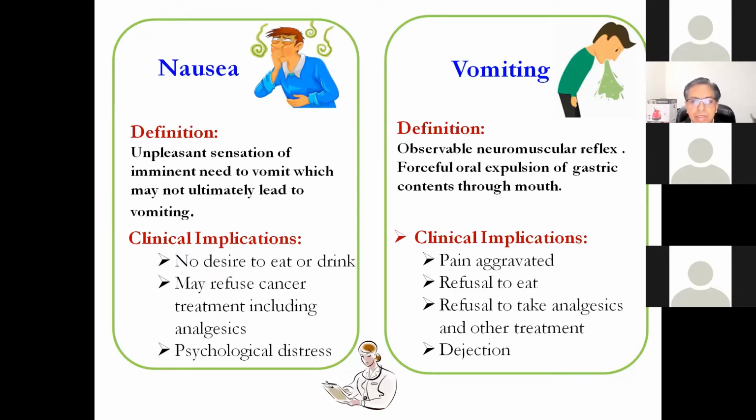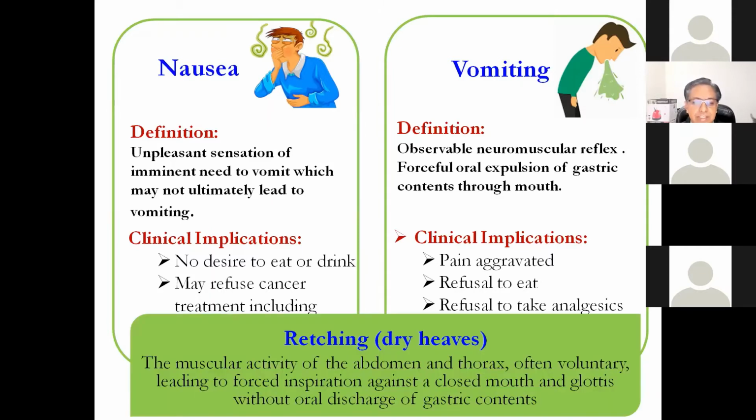On the other hand, vomiting is the observable neuromuscular reflex. This means that there is a forceful oral expulsion of the gastric contents through the mouth. And this leads to pain aggravation, refusal to eat, refusal to take analgesics and the other treatment, thus affecting the palliative management and the cancer management, and the patient feels a lot dejected.